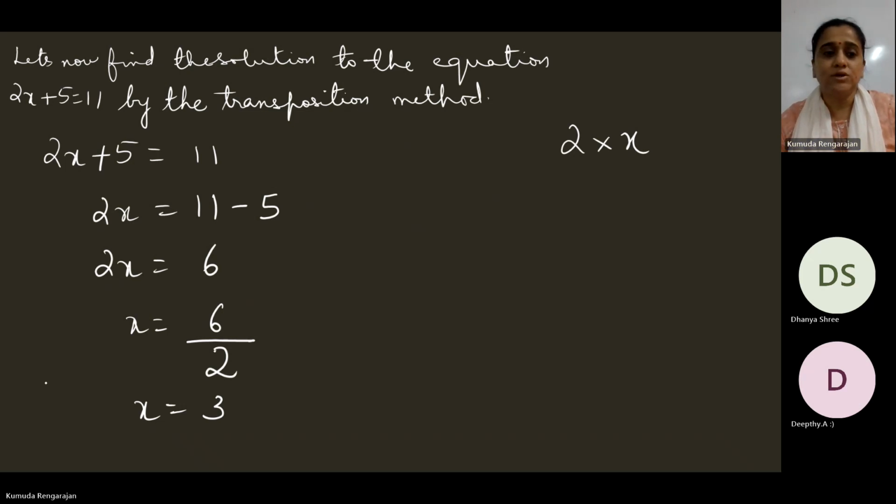All right. You cannot bring 2 first and then plus 5. You cannot do that. You have to bring plus 5 first and then only 2.